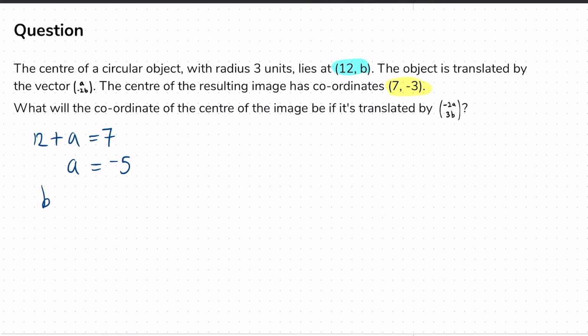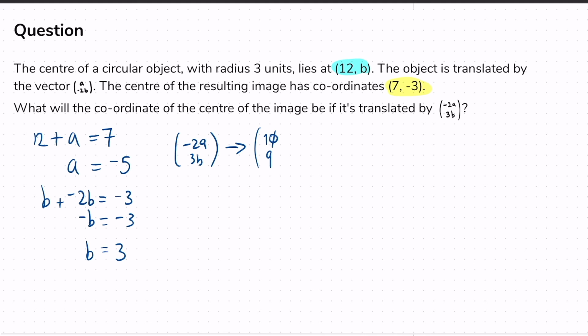So let's write that down. b plus minus 2b equals negative 3. So that gives me, well, that's negative b on this side, negative 3 on this side. Times both sides by negative 1, b is 3. So this becomes negative 2a, 3b. Substituting that in, right, negative 2 times negative 5, positive 10. 3 times 3 is 9. We already have b as well, right?